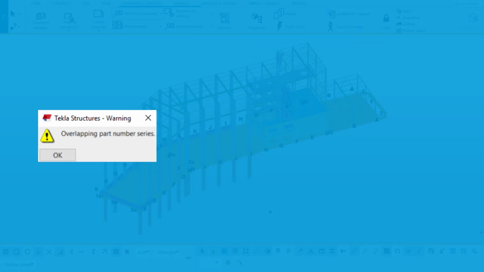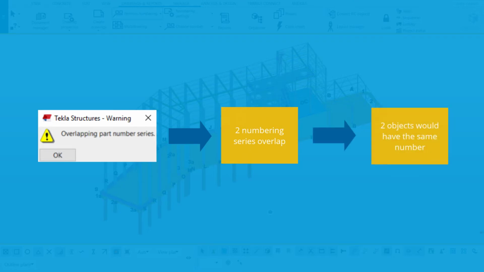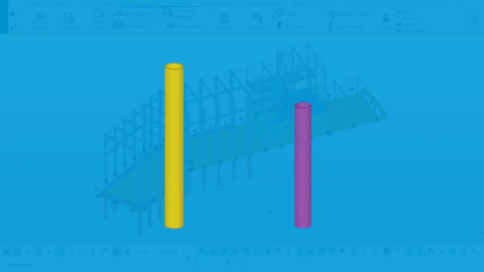Sometimes, after you have numbered the model, you might receive an overlapping number series warning. The warning indicates that one group of numbers, also known as numbering series, overlaps with another one in your model. This means that two objects would have the same part number or assembly number even if they shouldn't. In these cases, Tekla Structures numbers only one of the objects with overlapping numbers. The other object is left unnumbered.